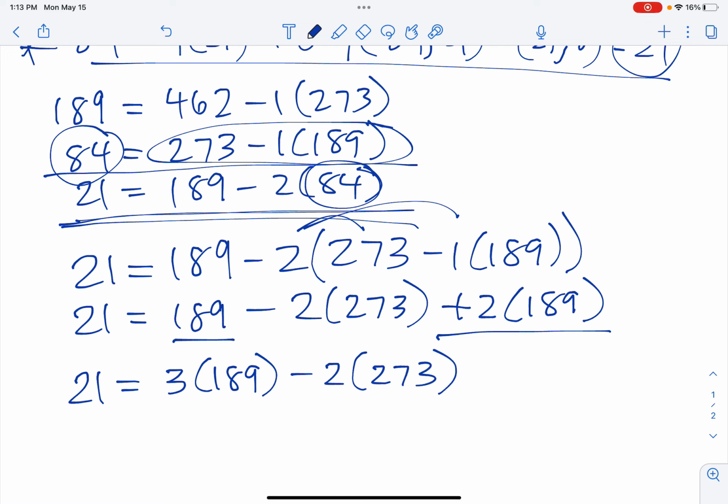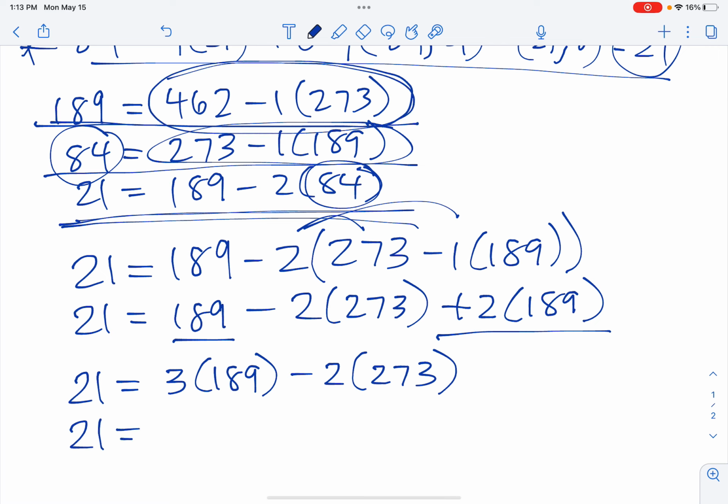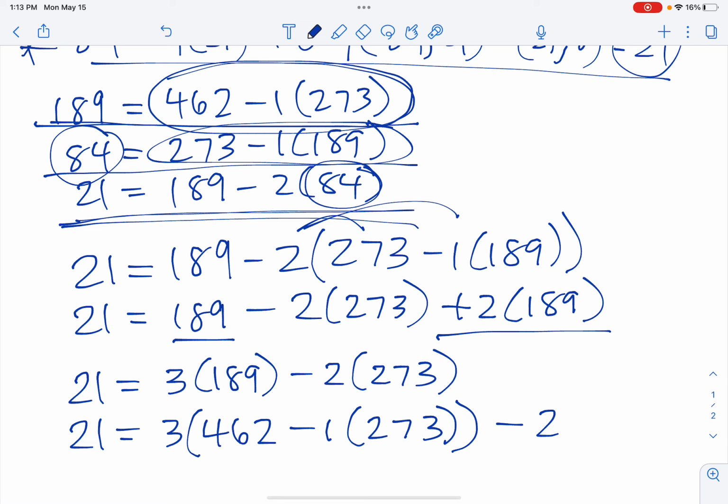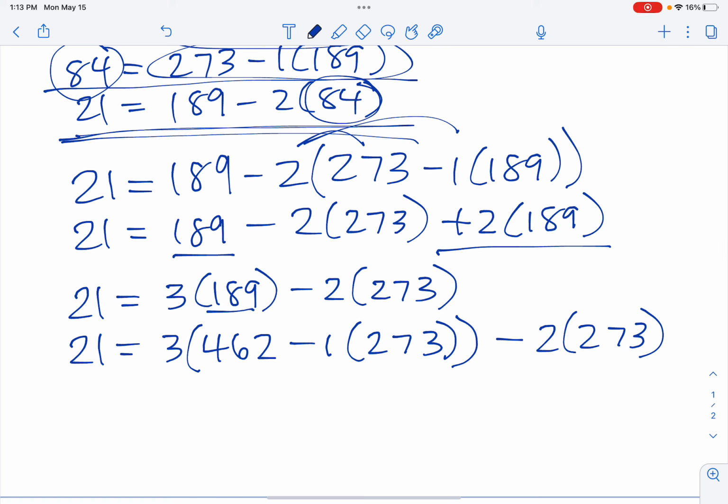Okay, we have one more step to go because I haven't used this top equation. That's the one with the 189. I'm going to replace the 189 with that. So I have 21 equals 3. Take the 189 out, replace it with 462 minus 1 times 273. And then I have that minus 2 times 273 still there. Okay, so I just replaced 189 with that. That's the substitution step. Next is distribution, the 3.